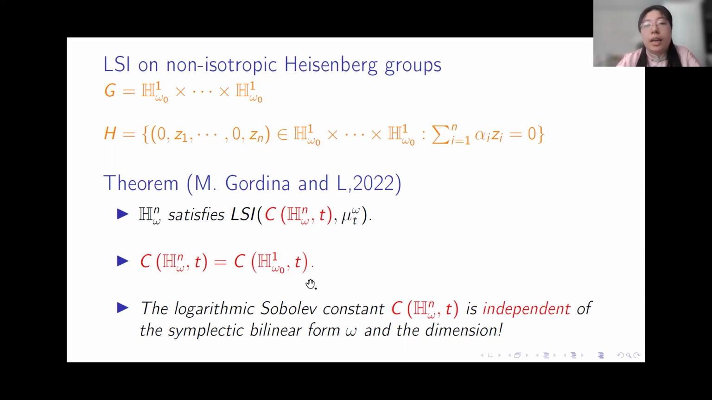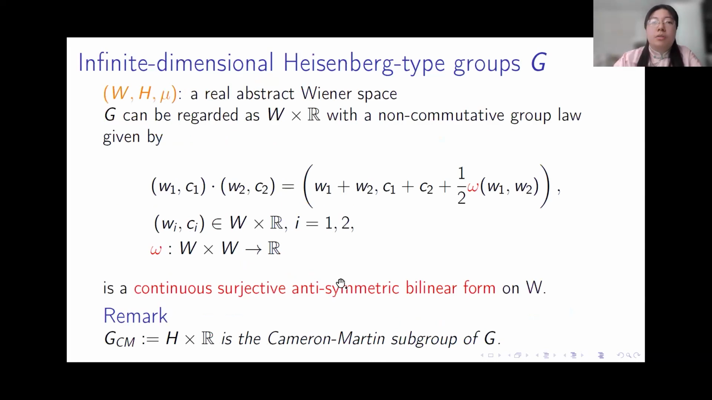So here you don't see any influence of this symplectic bilinear form omega. And moreover, you get the dimension independence result. And this is what we did in 2022. And later, this result allows us to extend it to the infinite dimensional setting.